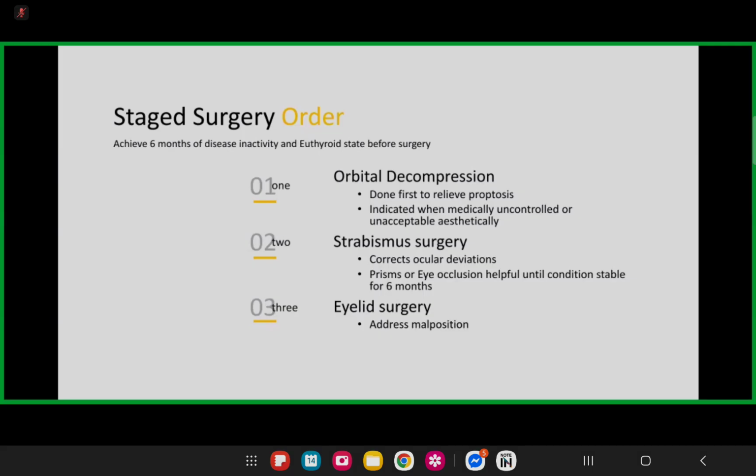So the first thing we do is orbital decompression. This is done to relieve proptosis, and this is indicated when the patient is medically uncontrolled or is having an unacceptable aesthetically looking eye. The second surgery you do is strabismus surgery, which will correct your ocular deviations, correct your extraocular muscles. And then lastly would be to do your eyelid surgery.